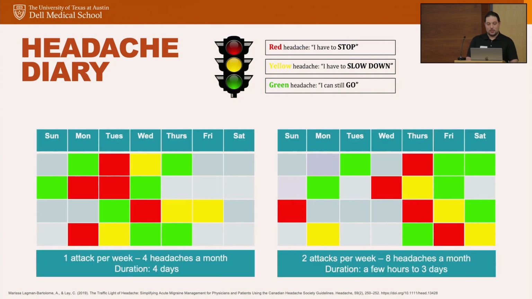Here's just a sample of 2 patients. So both patients have the same number of total headache days each month. However, one patient has 1 headache a week, whereas the other patient is having 2 headaches a week. So these diaries allow us to see patterns, trends, and we can actually see how debilitating these headaches really are.